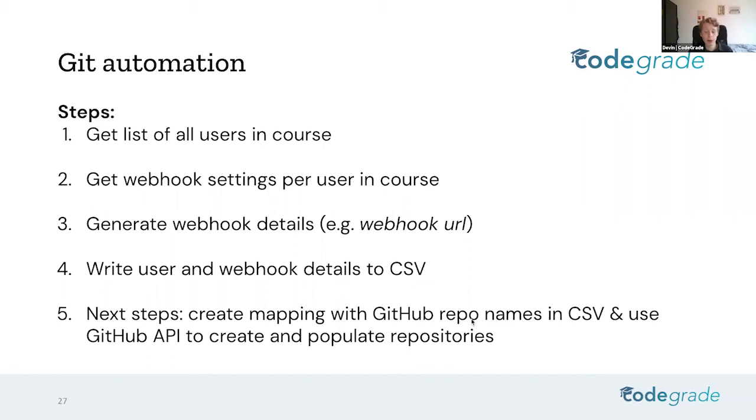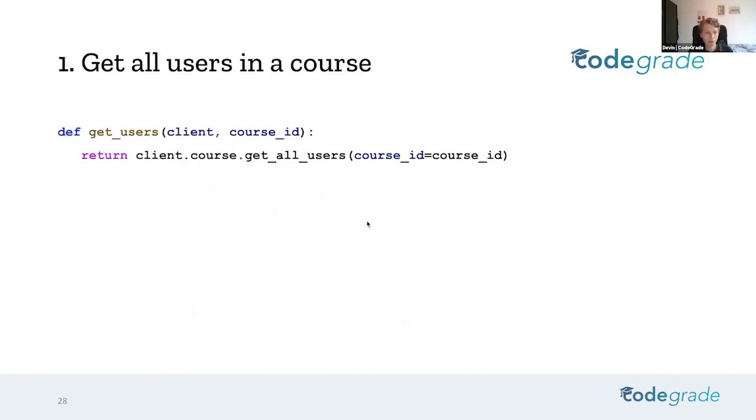Afterwards, create a mapping and use the GitHub API to create and populate the repositories. So to go over the code, and again, you can download this via our blog. Also, the GitHub API script is available there, which was created in collaboration with the University of Edinburgh. And the first function we use here is the get user.